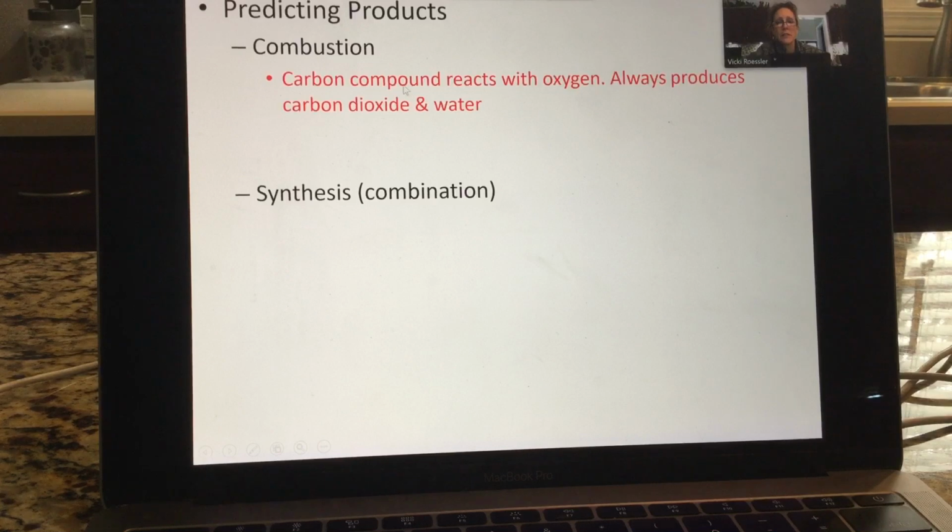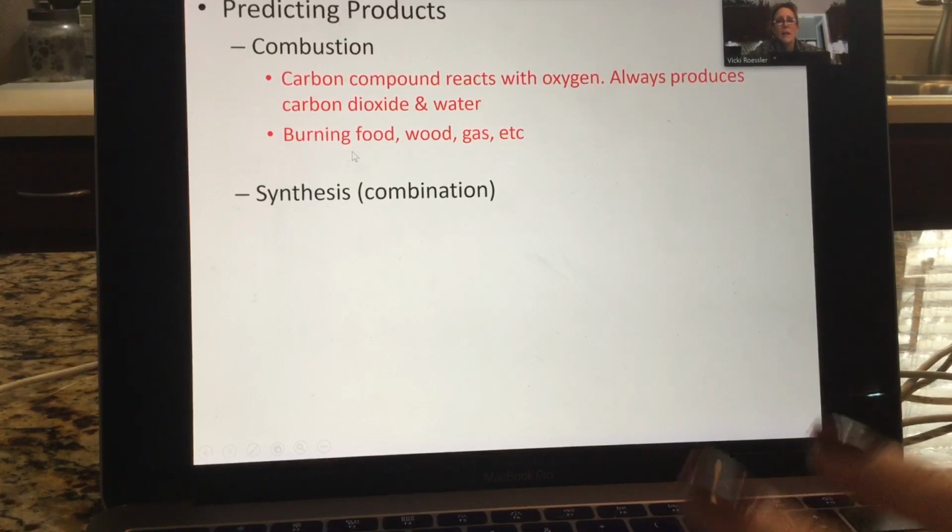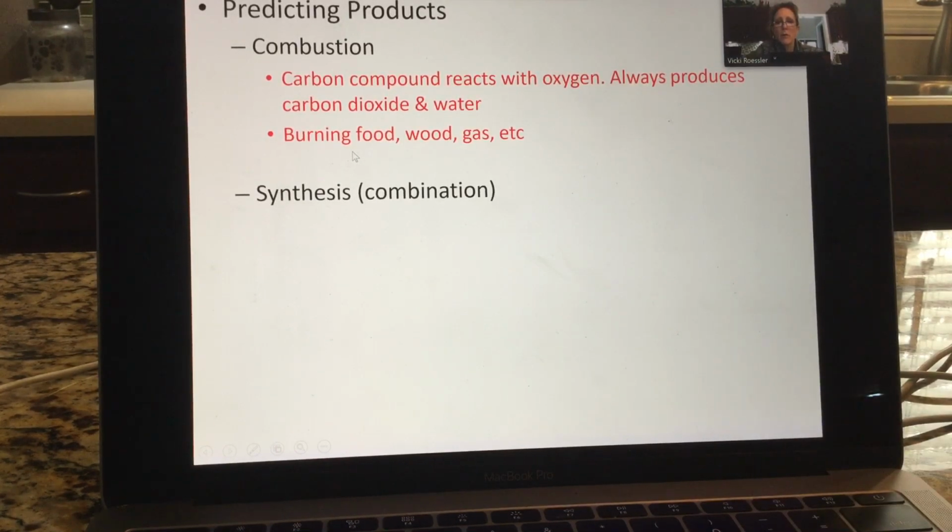So anytime you see some kind of carbon compound and oxygen, you know that's a combustion reaction, and so the products will always be carbon dioxide and water. And as I mentioned before, we can have all sorts of examples of combustion: burning the food you eat in your body to keep you warm, wood, gas. There are all sorts of different types of carbon compounds that react with oxygen to form carbon dioxide and water.